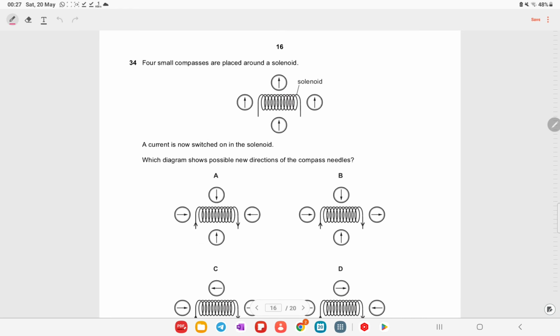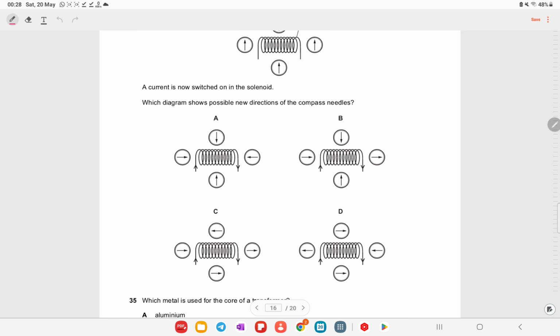Four small compasses are placed around a solenoid. A current is now switched on in the solenoid. Which diagram shows the possible new direction of the compass needles? Using the right hand grip rule, you can easily see that option D is the right answer, because inside the magnet the field goes from south to north. So this is your south pole, this is your north pole.